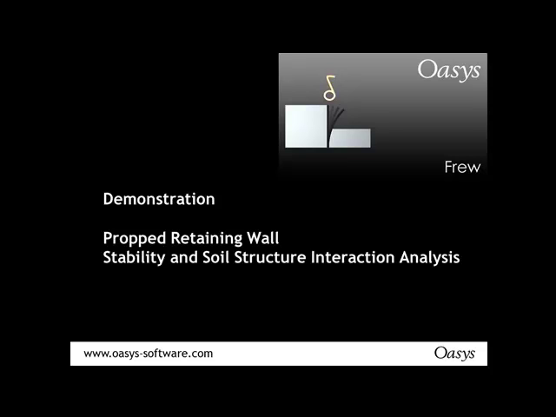So now for the more involved demonstration. This is a propped retaining wall, and for this retaining wall, we're going to cover a number of construction sequences, and we're going to carry out a stability and soil structure interaction analysis. So hopefully, this demonstration will help you appreciate the difference between the two types of analysis and why the two analyses have been used in conjunction as well.